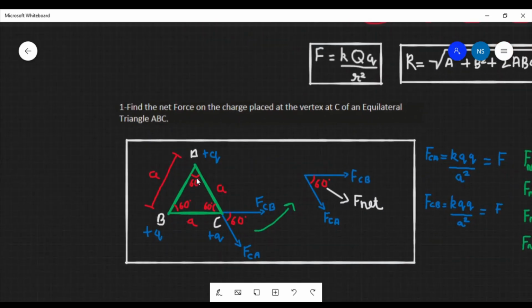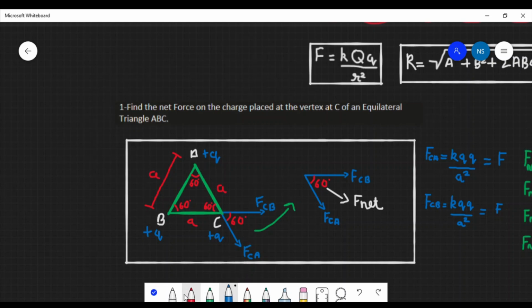So first of all let us consider the force on C due to A. Force on C due to A is along this direction. So we name this as force on C due to A, and force on C due to B is in this direction, that is we name it force on C due to B.